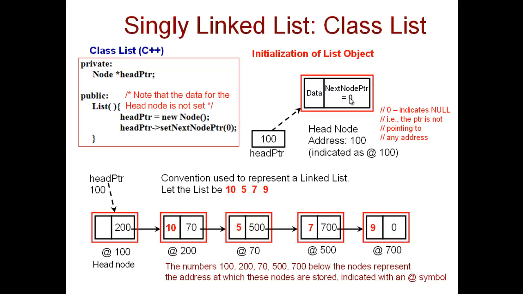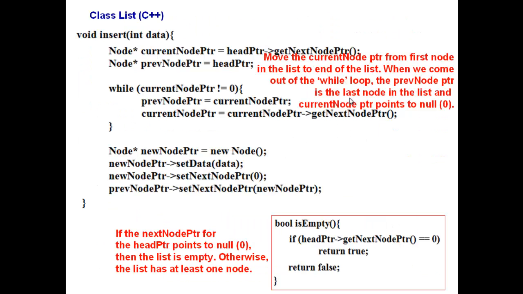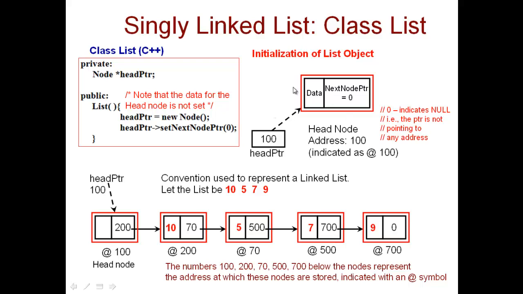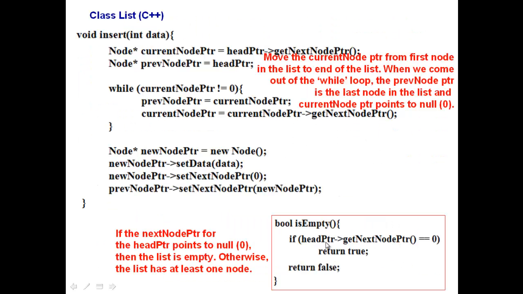And using this idea itself, we can write one more member function called the isEmpty function. The isEmpty function will return boolean true or false, indicating whether the list is empty or not. If the list is empty, it will look something like this. It will not have any data node. Then the next node pointer for the head node will be null, and that's what we are going to check.